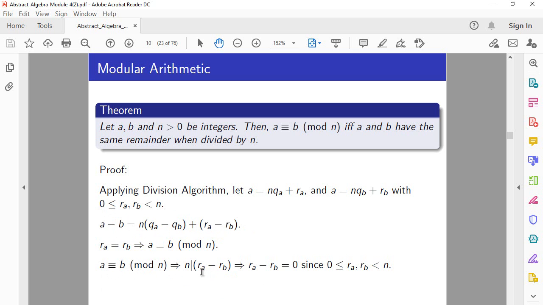But remember, ra and rb are both strictly less than n and non-negative. So ra minus rb would be smaller than n in absolute value. Therefore, the only way n divides that is when this is 0. So then I can say that ra is equal to rb. Okay, so that completes the proof of this theorem.